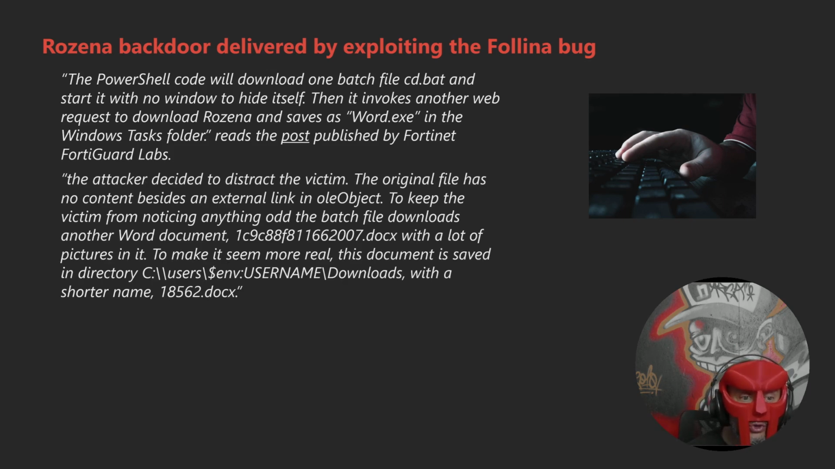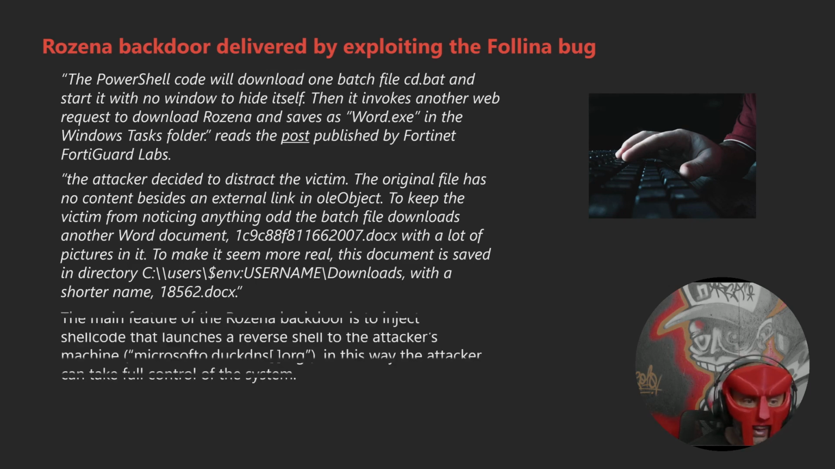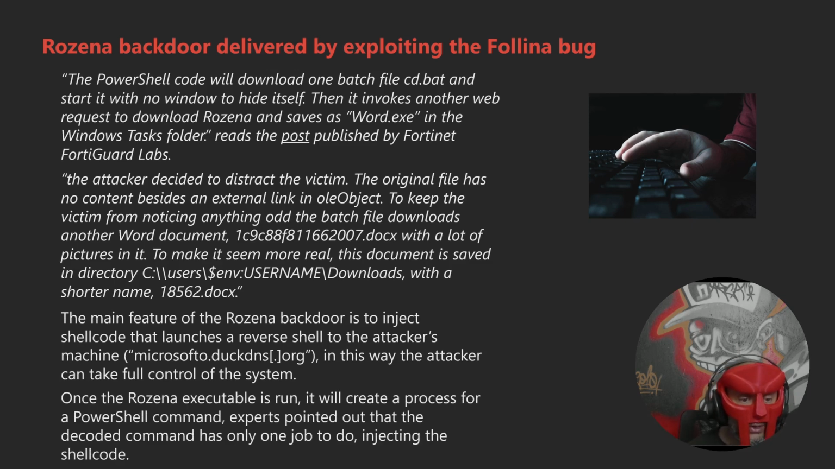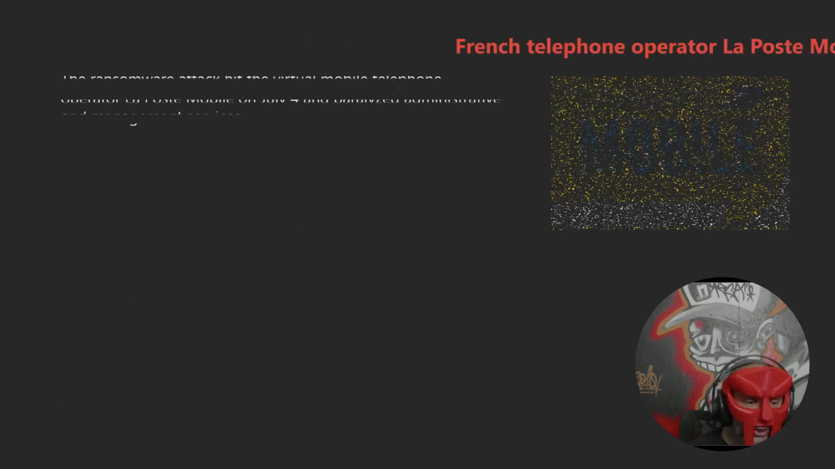The attacker decided to distract the victim. The original file has no content besides an external linked OLE object. To keep the victim from noticing anything odd, the batch file downloads another Word document with a lot of pictures in it. To make it seem more real, this document is saved in the directory %USERPROFILE%\Downloads with a shorter name. The main feature of the Rozena backdoor is to inject shellcode that launches a reverse shell to the attacker's machine. In this way, the attacker can take full control of the system. Once the Rozena executable is run, it will create a process for a PowerShell command. Experts pointed out that the decoded command has only one job to do, which is injecting the shellcode.